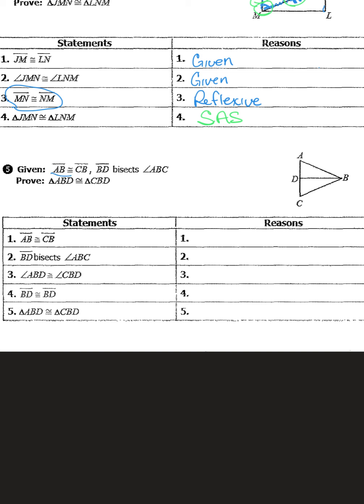Again, start with your given information. So AB is congruent to CB, given. BD bisects angle ABC, again, that's given. All right, we're going to mark our picture, AB congruent to CB, perfect. Now, we're supposed to look for vocabulary words, and this does have a vocabulary word, bisect.